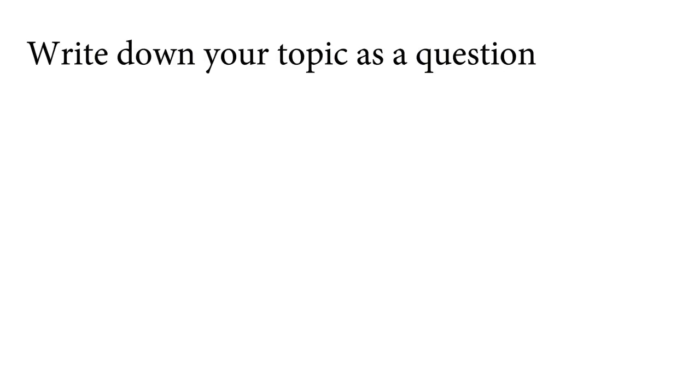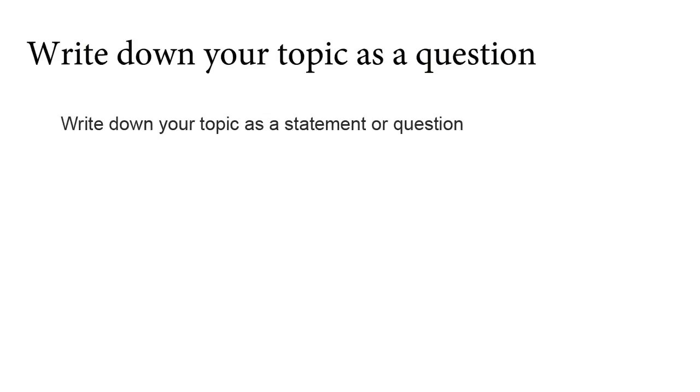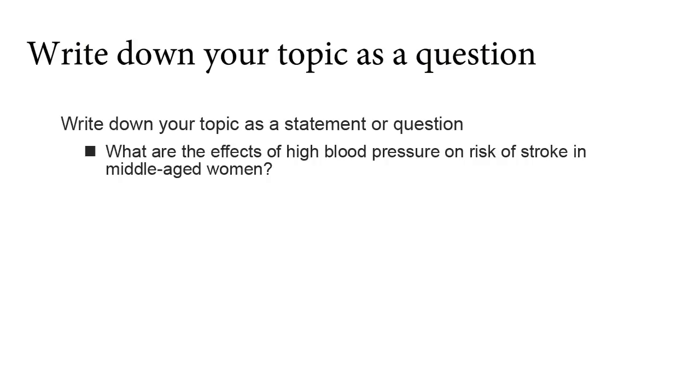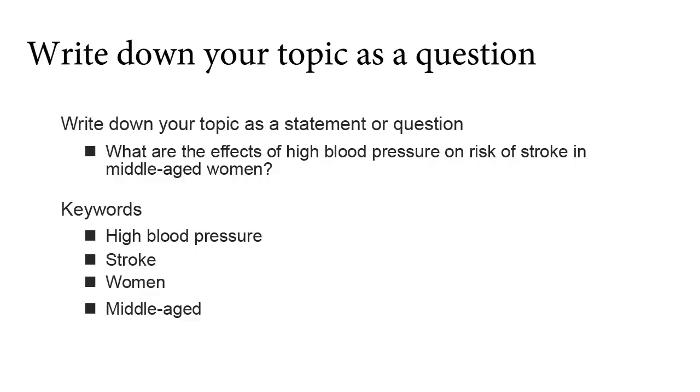Searching can be frustrating, but using a few different strategies while using PubMed can help you with your research. First, take some time to think about exactly what you're looking for. Writing out your search topic as a statement or question can help you with this process. For example, what are the effects of high blood pressure on risk of stroke in middle-aged women? Once you have your search statement or question formed, take that statement and break it down into its smallest components. In this example, our main concepts would be high blood pressure, stroke, women, and middle-aged.